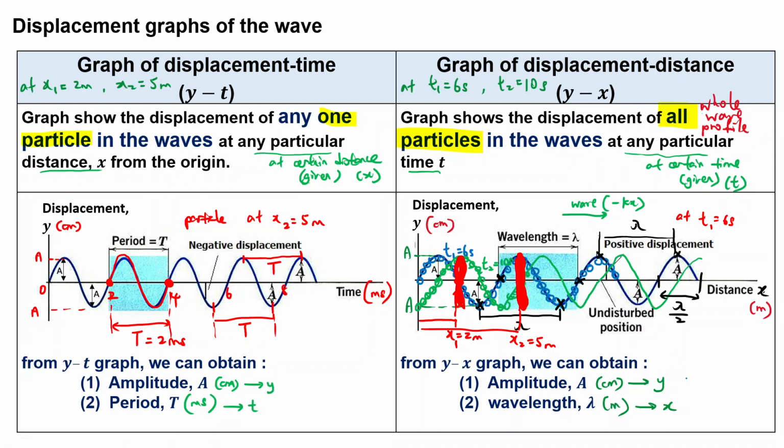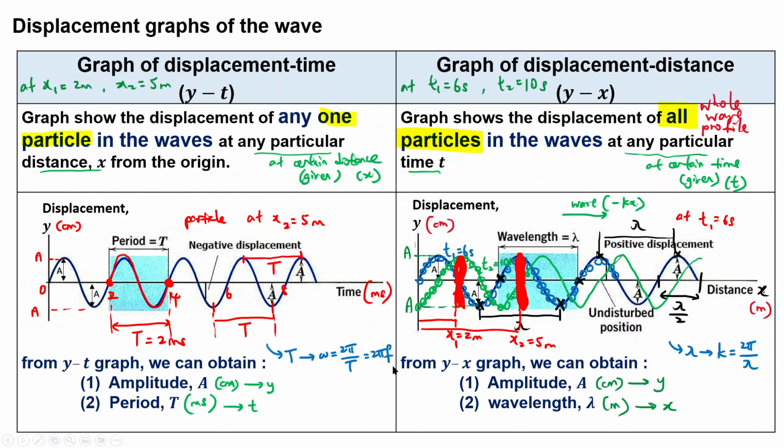So this graph can help you get the wavelength, and so we can find K, because K is 2 pi over wavelength. And then this graph can help us find the period, and because we know the period, we can find omega, because omega is 2 pi over period, or 2 pi times frequency, isn't it?